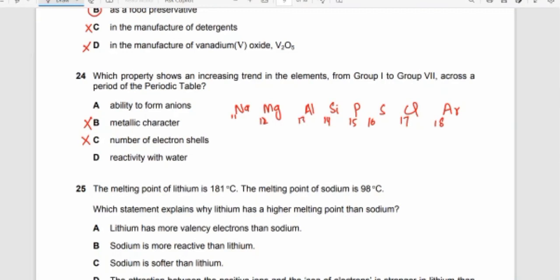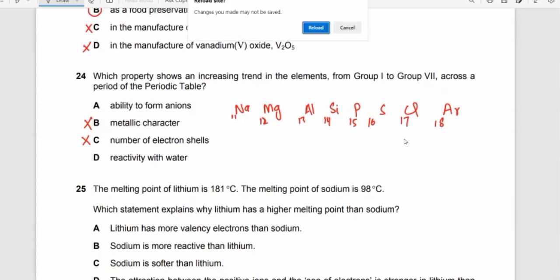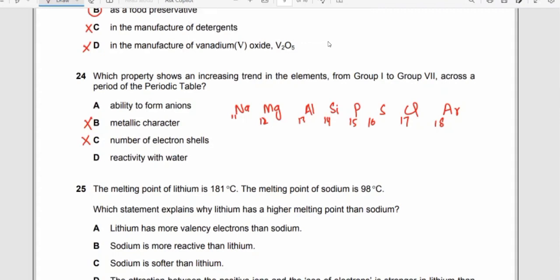Reactivity with water: these react with water explosively, this one with steam it reacts, and in this way their reactivity decreases. So basically this is also wrong. Ability to form anions? Of course, these are the cations. The ability to form cations is decreasing, and the ability to form anions is increasing. So this is the correct option.